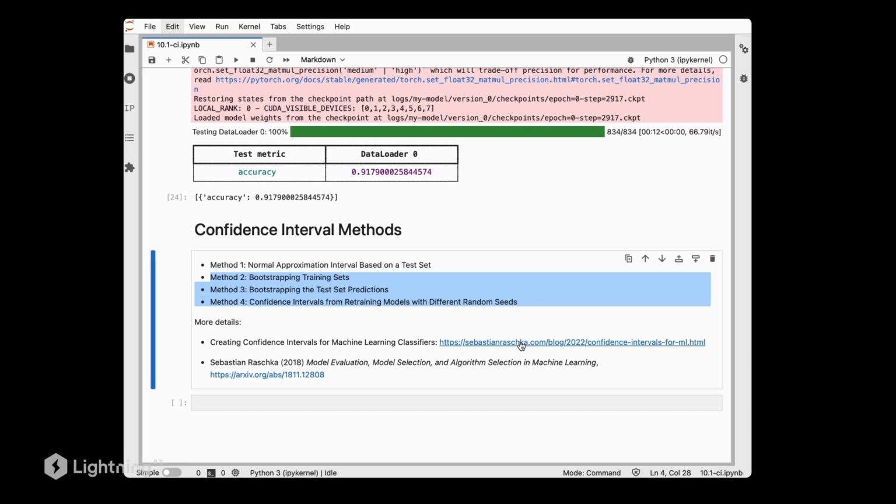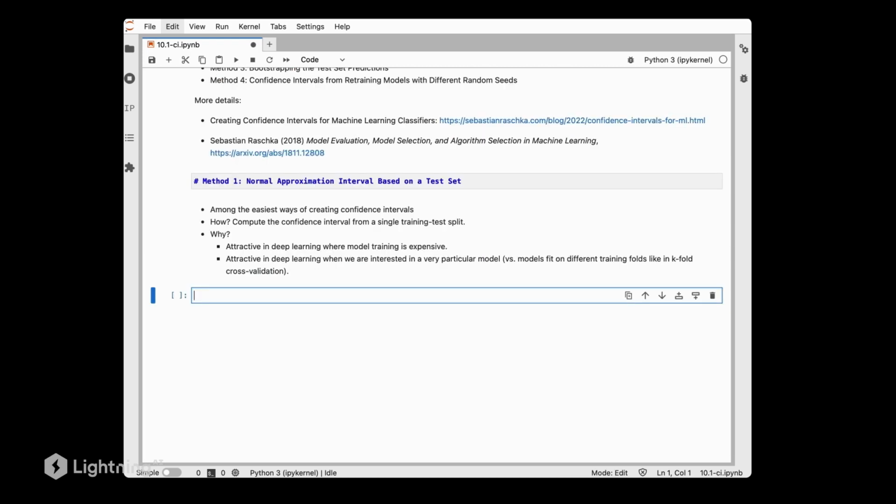But of course, different contexts may require different methods. But let's maybe not get distracted here. This is a very common method. I would say it's maybe the most common method for constructing confidence intervals. So it's in any way useful to learn about it. It's not only the most popular method, I would say, it's also among the easiest ways of creating confidence intervals. And how it works is that we are essentially computing a confidence interval from a single training and test split. So we don't have to apply our model to multiple data sets, because that's usually a limitation that we have in practice.